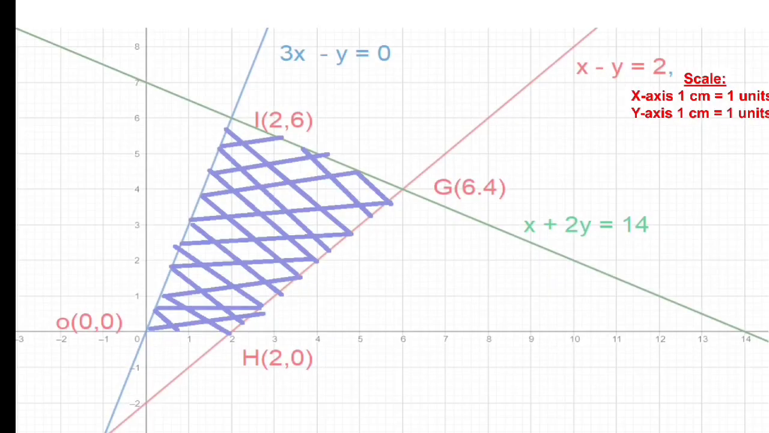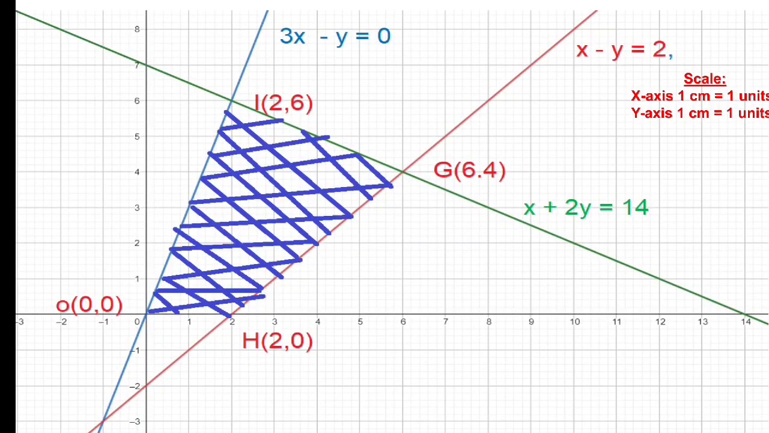Now this is the graph we get here. All three graphs meet at this corner point. This area is common, because the first graph is less than or equal to.